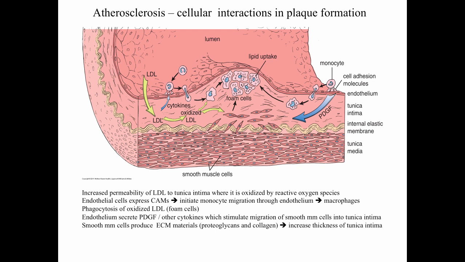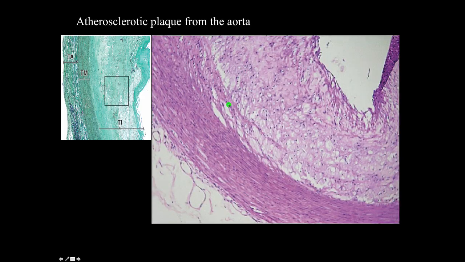The endothelium will also secrete platelet-derived growth factor and other cytokines, which are going to stimulate migration of smooth muscle cells into the tunica intima. Remember, the smooth muscle cells are very active synthetically. They're going to produce extracellular matrix materials, proteoglycans, collagens. That's going to continue to increase the thickness of the tunica intima. And as you might imagine, you're going to get a bulge of this tunica intima into the luminal space. And as you bulge this tunica intima into the luminal space, you're going to narrow down the lumen.